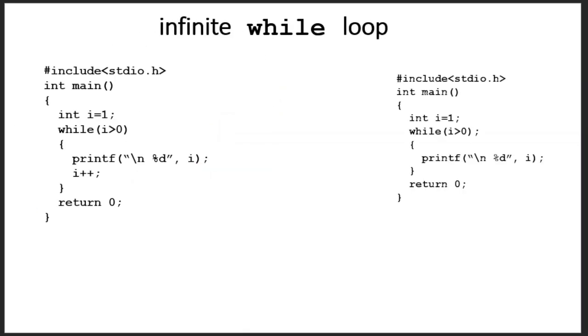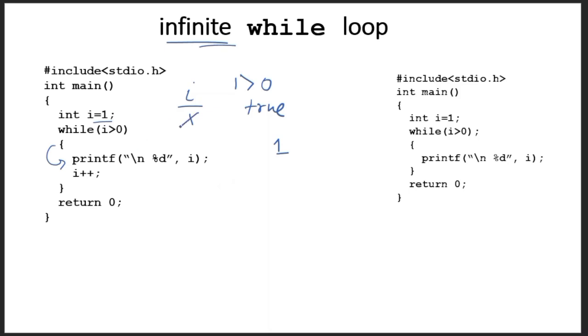Next is the infinite while loop. So what is an infinite while loop? Infinite means your loop is going to run infinite times. So here you can see in this example I is equal to 1. So I is assigned value 1, while I is greater than 0. So 1 is greater than 0, the condition is true. So what are we going to do? We are going to enter the body of the while loop, printf I. So I value is 1. It will be printed on the screen.